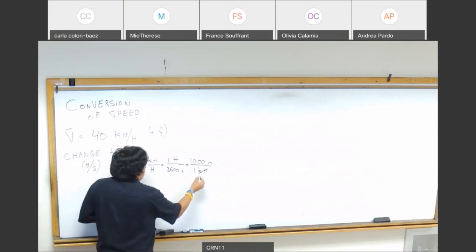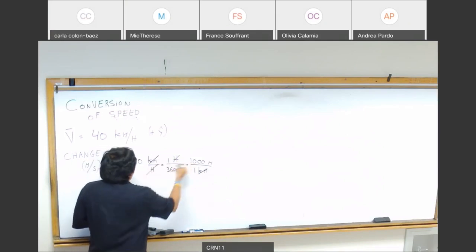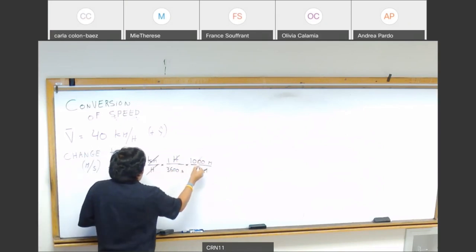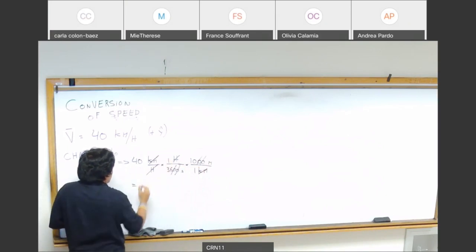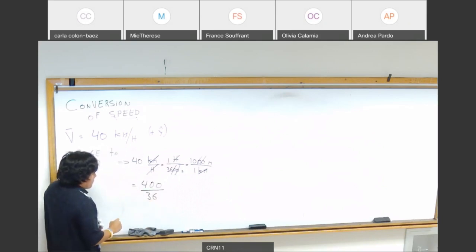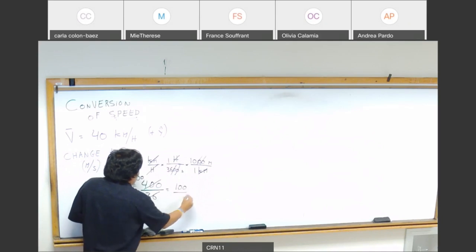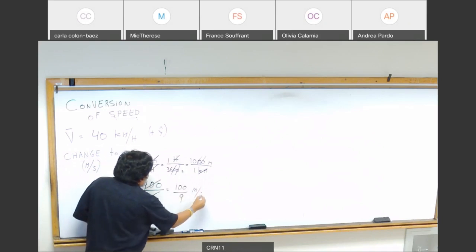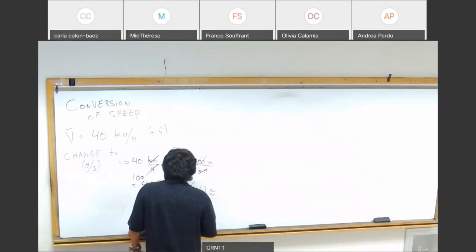So, kilometers, hours and hours. Look what happens, right? There. So you have 40 times 10 is 400, divided by 36. All right. Now, if I divide by 4, it's 100 divided by 4 is 9. So that's 100 over 9 meters per second. So that's how I change it. That's approximately 11 meters per second.